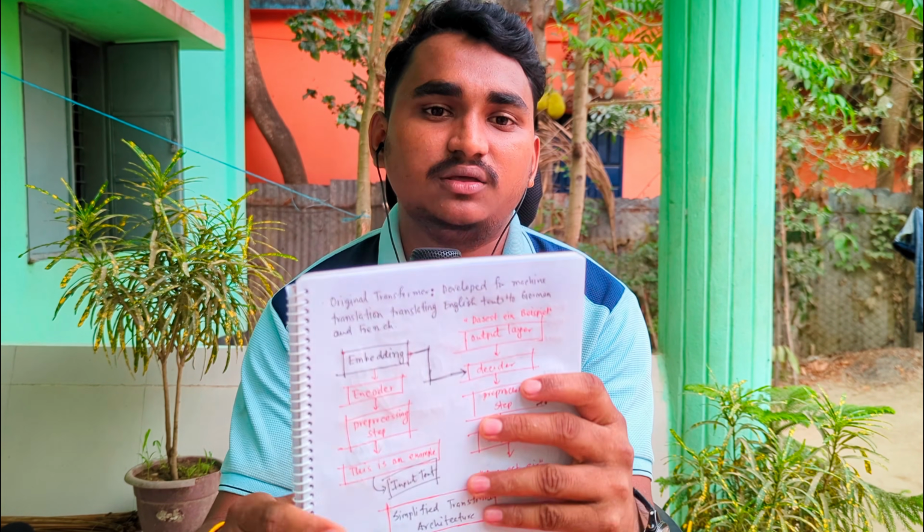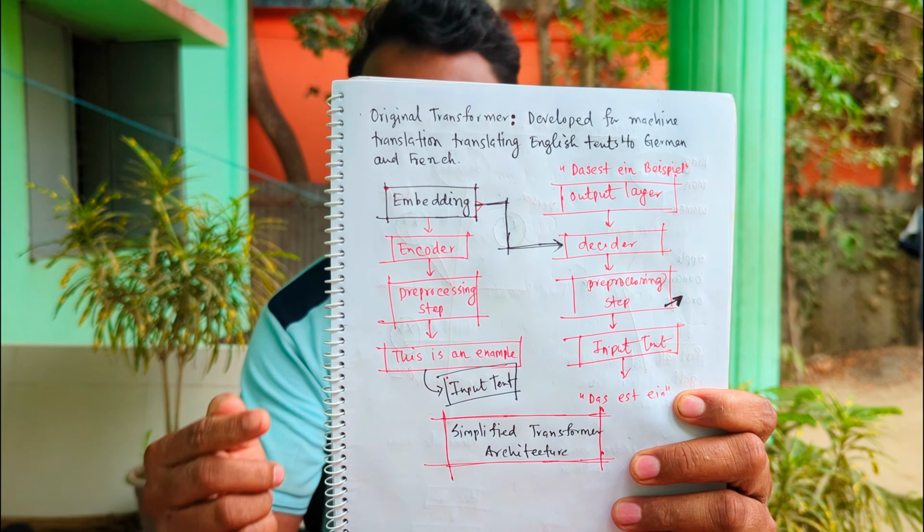In the case of the transformer, it's used for language translation, right? So it has one input text and then some pre-processing step. You can see here, this is an example. We have one input text and I'm going to translate it into the German language. So the input text goes into the pre-processing step, where it follows a technique called tokenization. That means it converts the text into tokens. If you know about NLP, you will understand what I'm talking about.